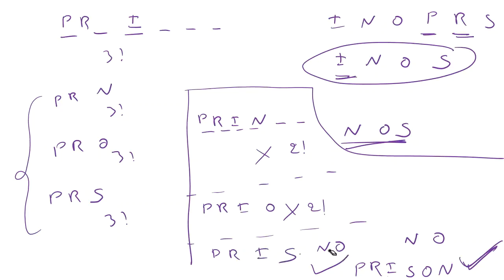PRISNO, that is our dictionary order, that is the first word, and the next one is our required word. So on the whole, how many words are there before this word PRISON? So this is INOPRS. First page, second page, third page, fourth page, fifth page, and sixth page. So our required word is there in this page.